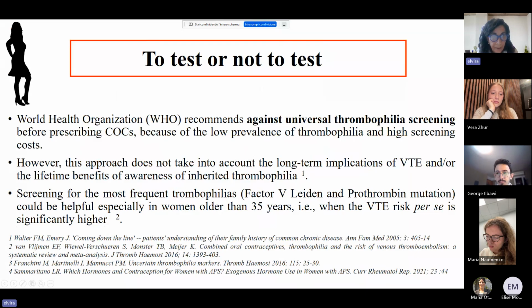As recommended by the World Health Organization, we should not test all women undergoing ART or undergoing prescription of contraceptives, but we know, at least this is true in Europe, not sure in the US, but maybe it's the same, that all women nowadays undergoing ART are studied for inherited and acquired thrombophilia before starting a cycle.